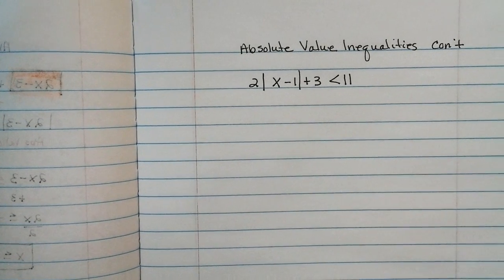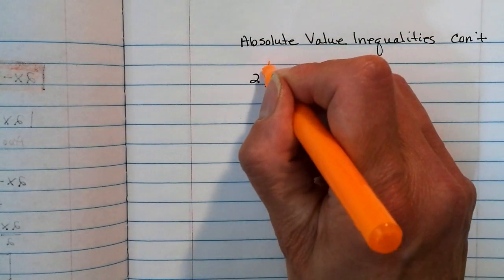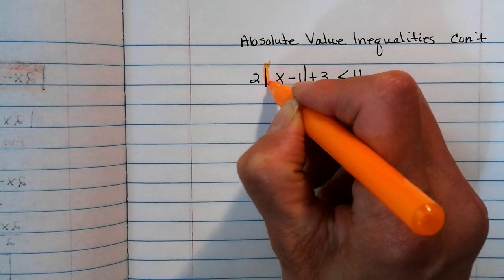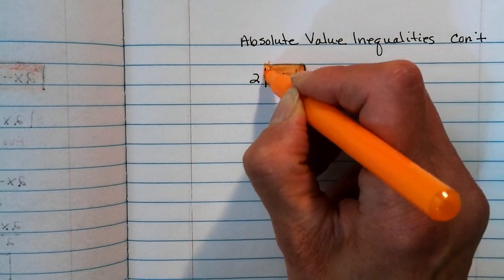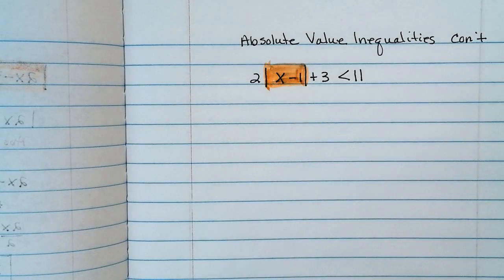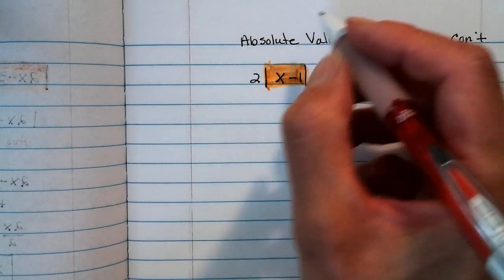Let's look at one more example of absolute value inequality. So again, we're going to look at where is the absolute value. Well, the absolute value is right here. It is not alone. Because it is not alone, we need to get that absolute value by itself. I'm going to write this here because students forget this often.